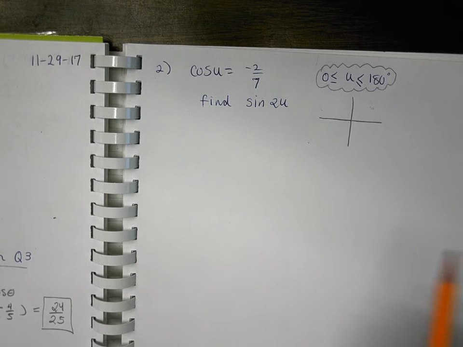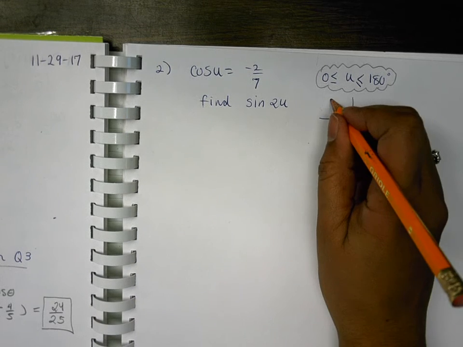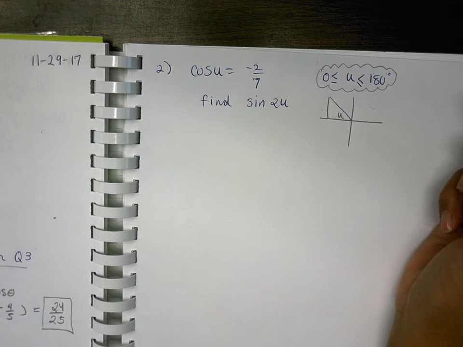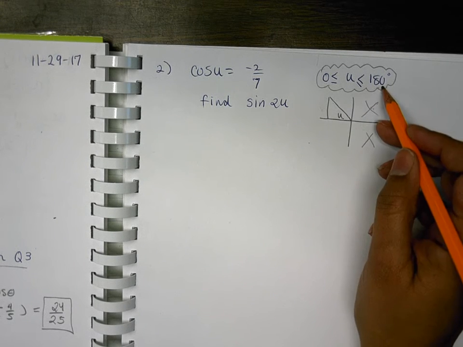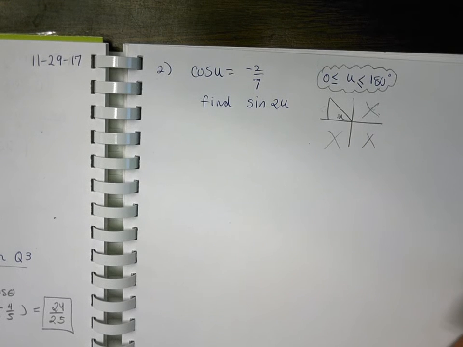Now cosine's negative, so it has to be which quadrant? Second one. Does everybody see how we got that? Yes? Cosine's negative, so it can't be these two. Sine u can only be 1 or 2, so it can't be that one, so it's left with 2.